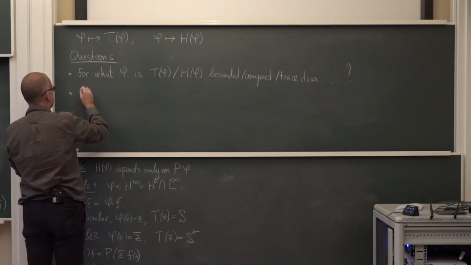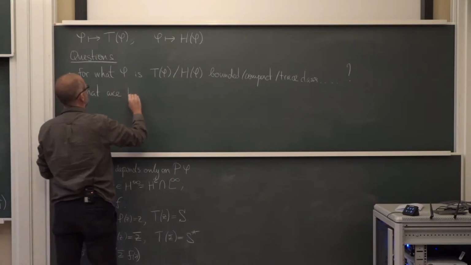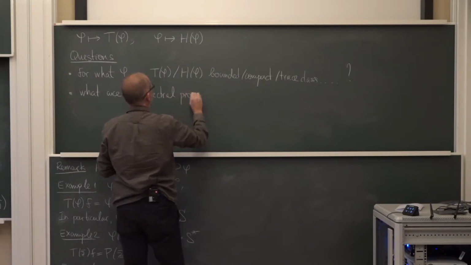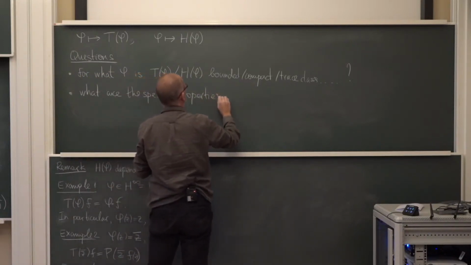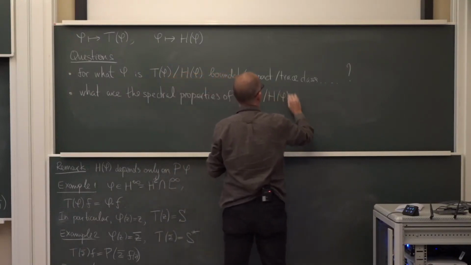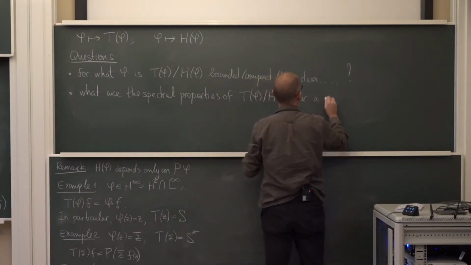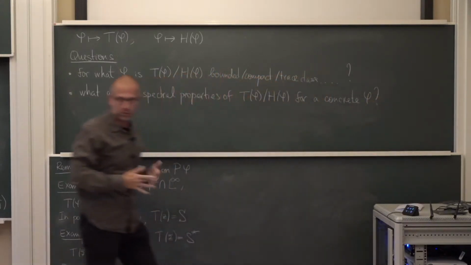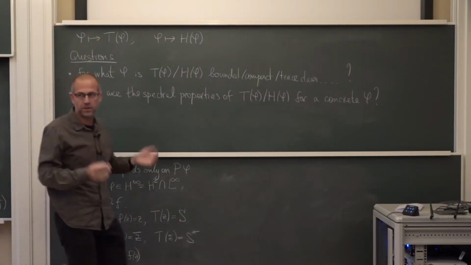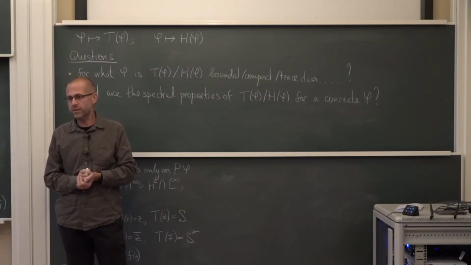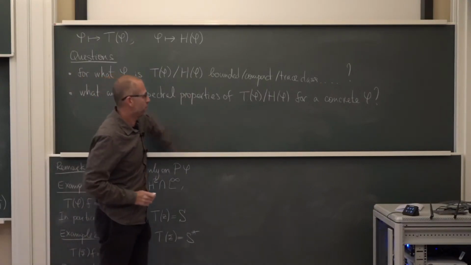Another way of asking questions here is: what are the spectral properties of your Toeplitz operator or your Hankel operator for a concrete symbol? Of course, you cannot do this for all symbols, but if your symbol is from a reasonable class, for example smooth, continuous, or something like this, you can try to describe the spectral properties of the corresponding operators.